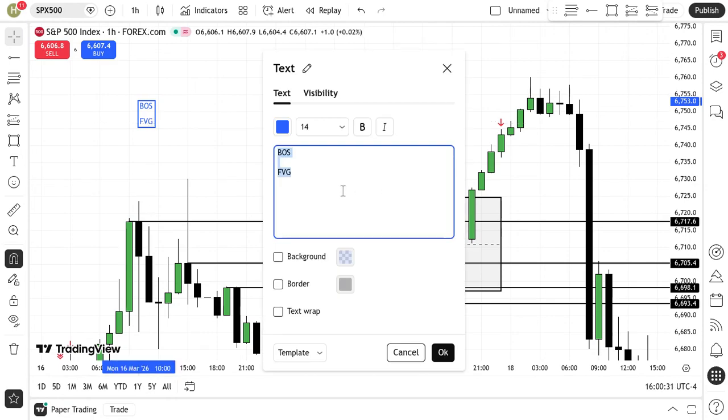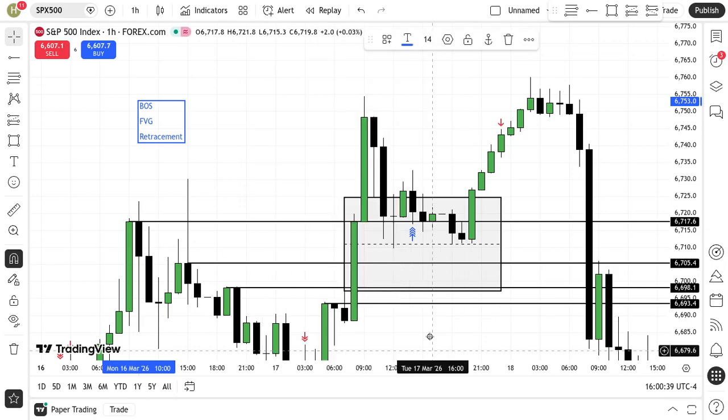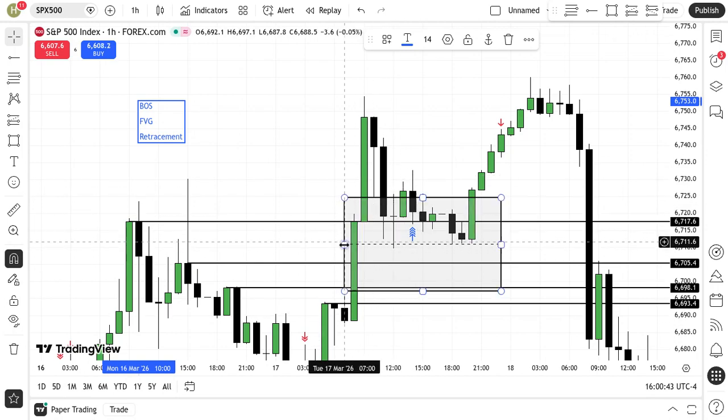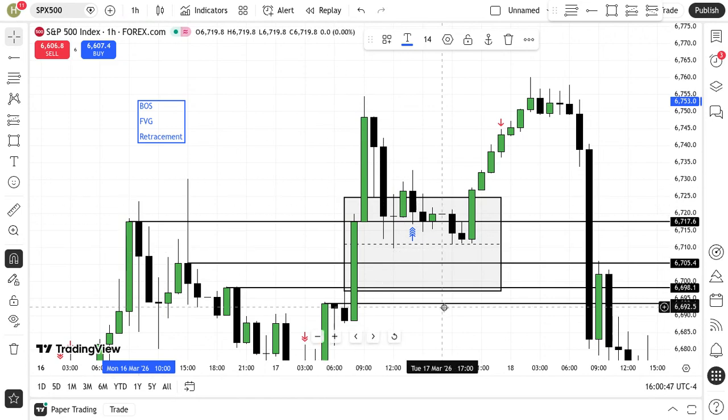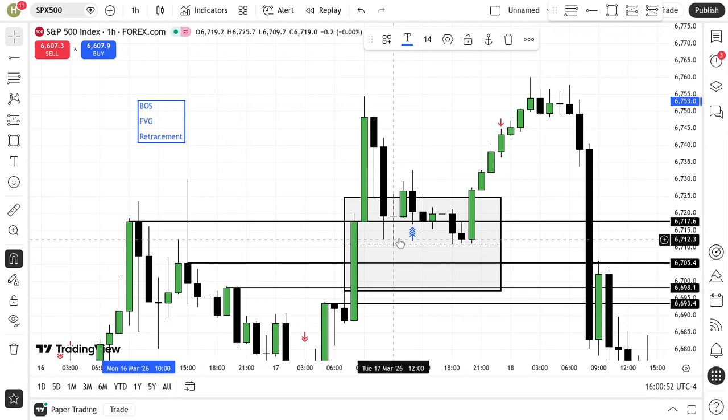Then what do we wait for next? We wait for a retracement. And we would have waited for price to retrace down into this fair value gap. So that's the third step. We see a retracement. Now once we're in the fair value gap, we saw the retracement, we saw the break of structure, then we look for an entry.